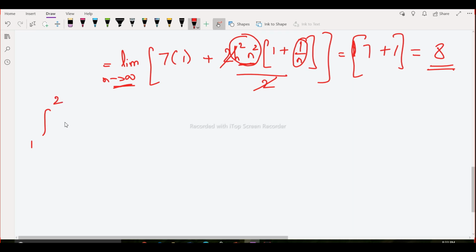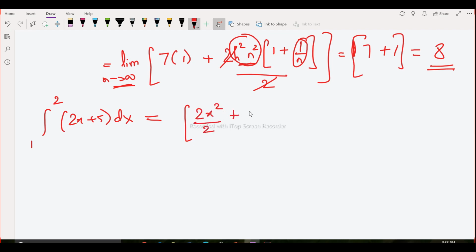So we have integration 1 to 2, 2x plus 5. So in definite integration, we just need to remember all the formulas of integration, and 2x, so we know the formula for 2x, so 2x gives x square by 2, plus 5 integration is 5x. Okay, and let's say you put the constant c, and you have 1 to 2. These are the limits.